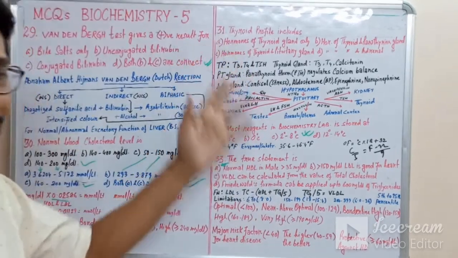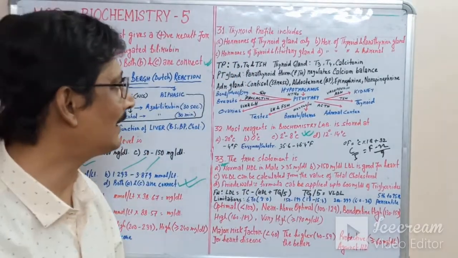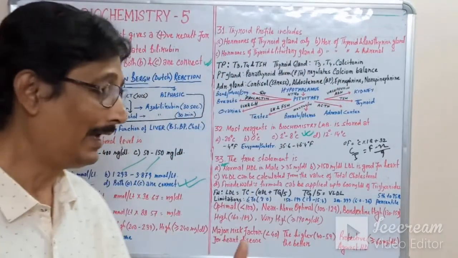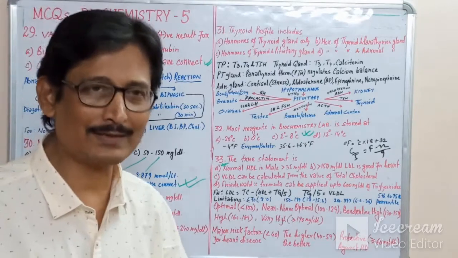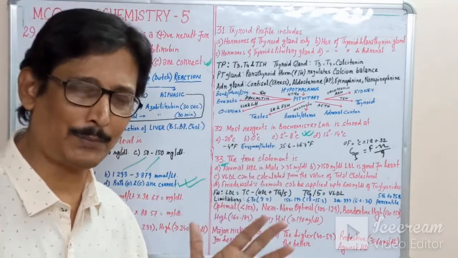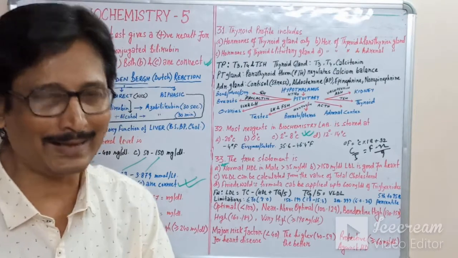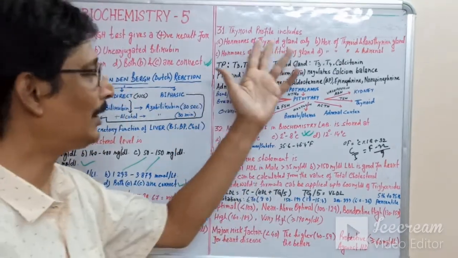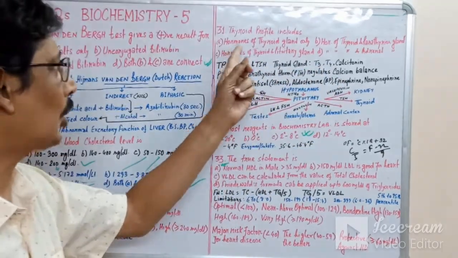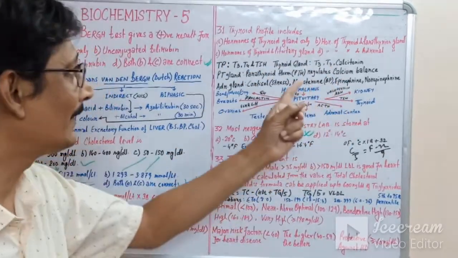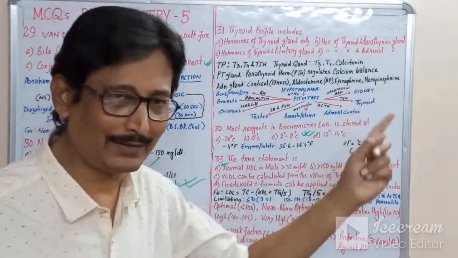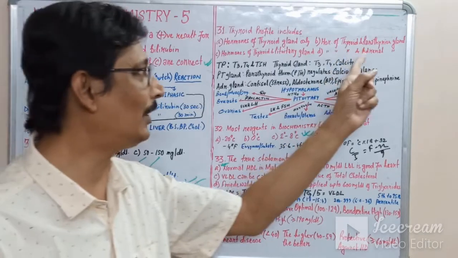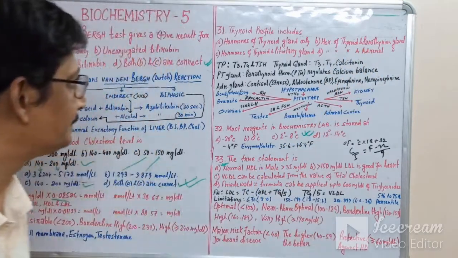Now come to question number 31. Question number 31 asks you about the thyroid profile inputs. Again, I am going to discuss how this type of question can be applied in another way. Here, the thyroid profile test includes hormones of thyroid glands only, hormones of thyroid and parathyroid gland, hormones of thyroid and pituitary gland, or hormones of thyroid and adrenal glands.